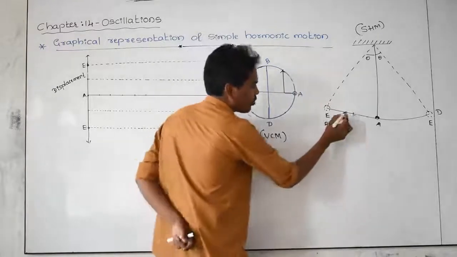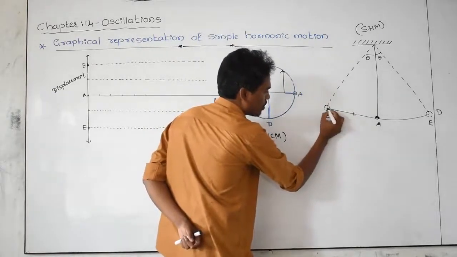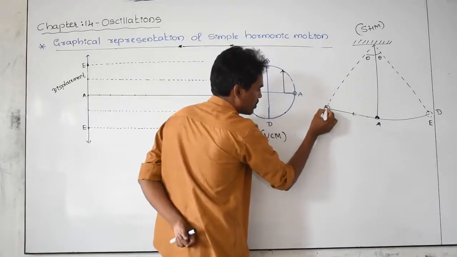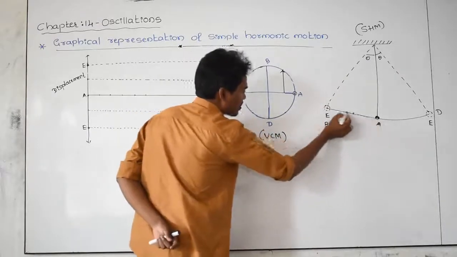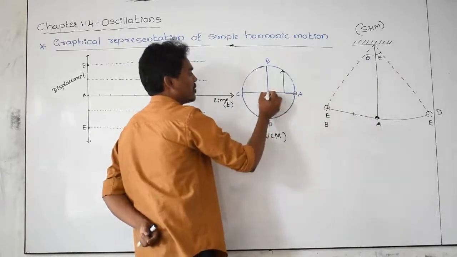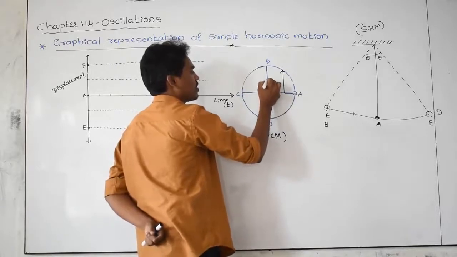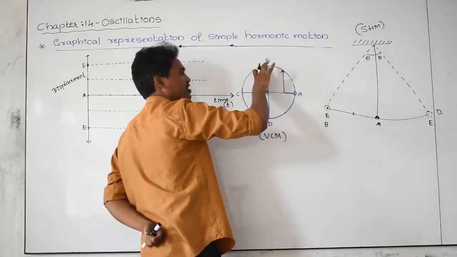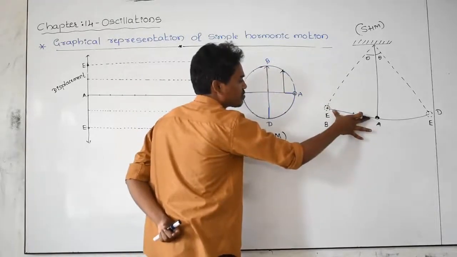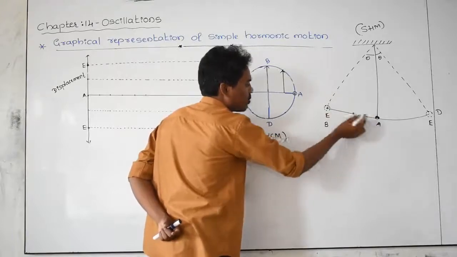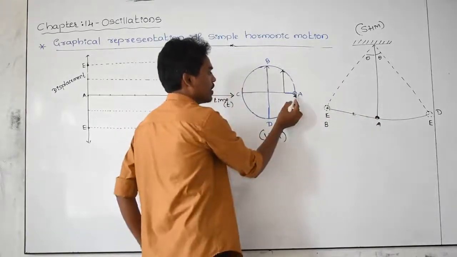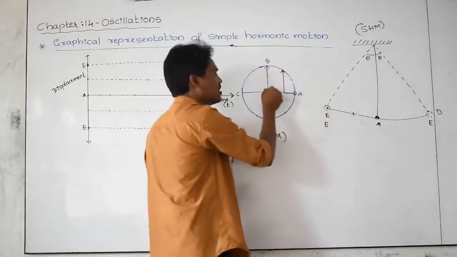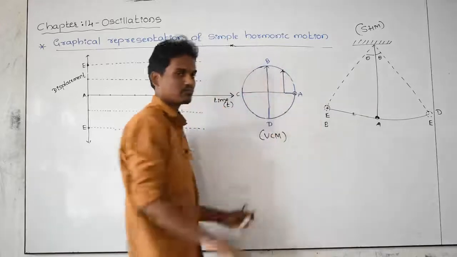Now the body is moving from here to here, B point. This as a B point, this is the displacement. Then I am taking this line as the displacement. This is executing simple harmonic motion. This displacement, A to B, the body is moving. This is the displacement, and here in uniform circular motion, this is the displacement.